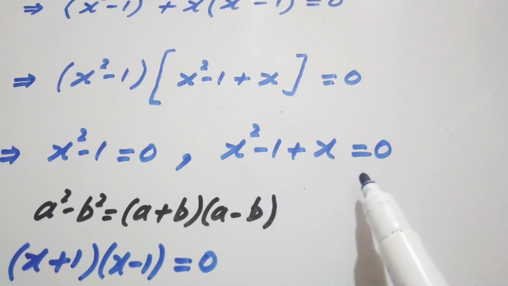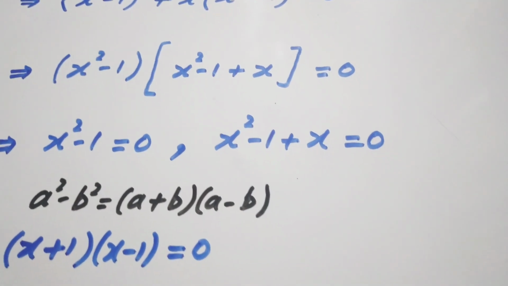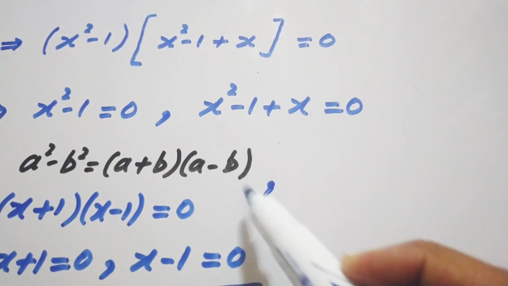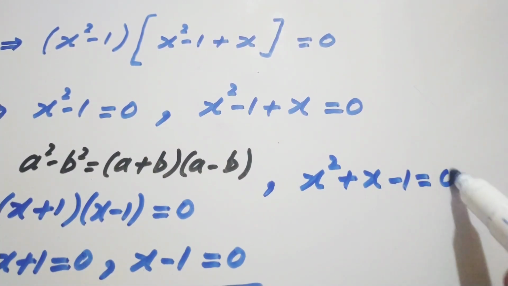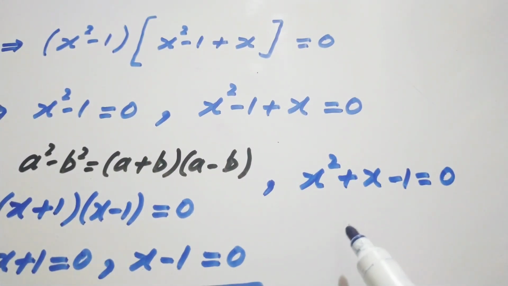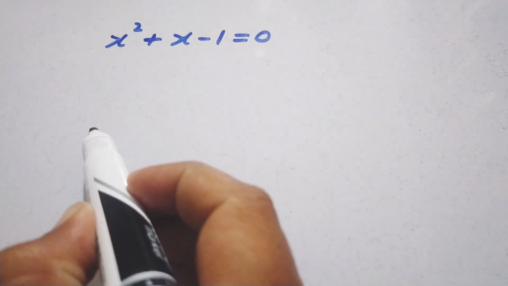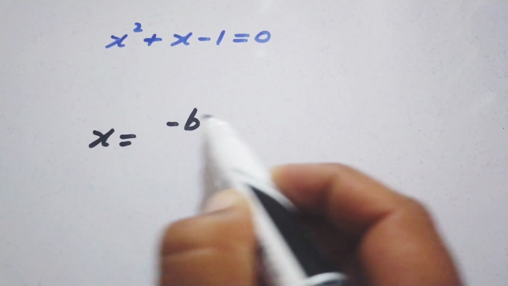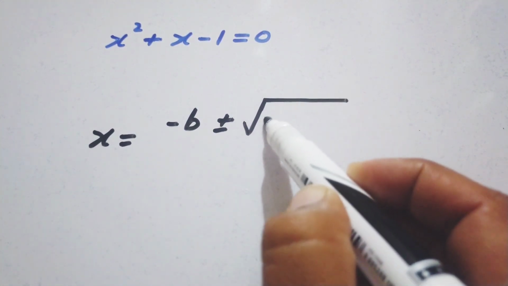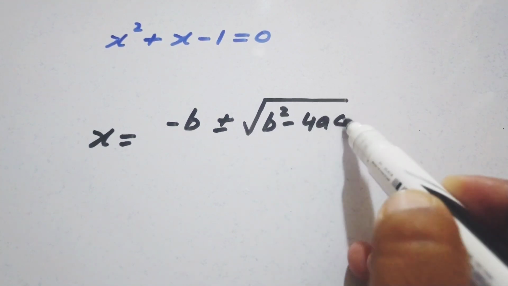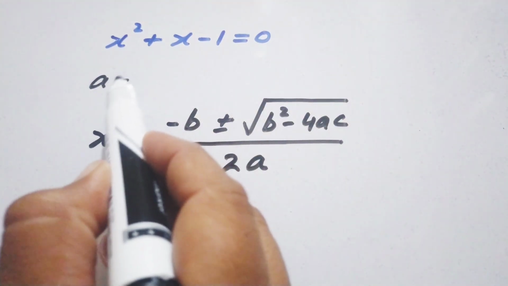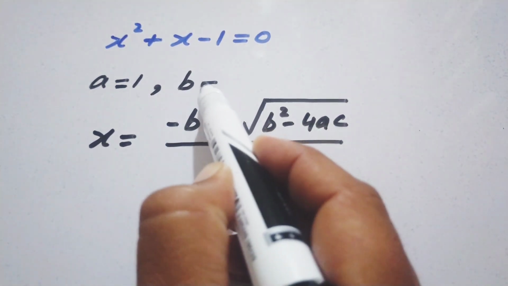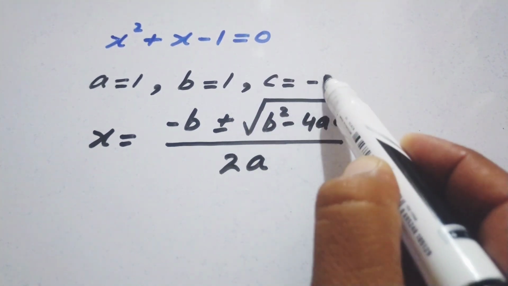Now x squared minus 1 plus x is equal to 0. We can write this as x squared plus x minus 1 is equal to 0. This is a quadratic equation, so we can apply the quadratic formula. The quadratic formula is x equals minus b plus or minus square root of b squared minus 4ac, divided by 2a. Here a is 1, b is 1 and c is negative 1.